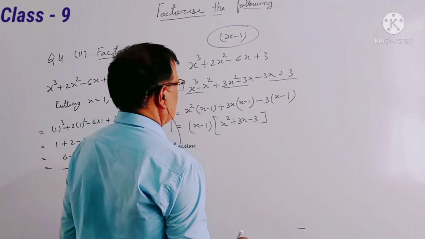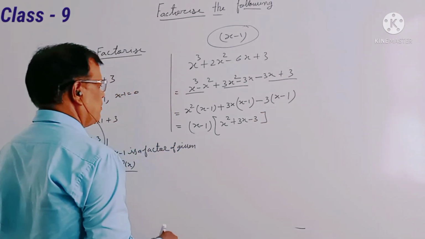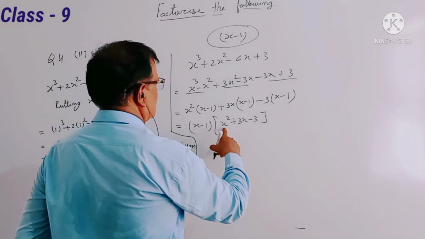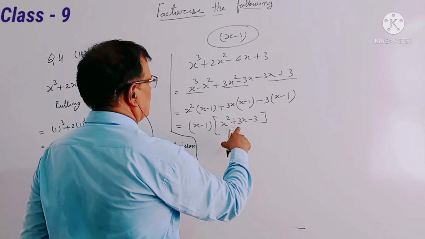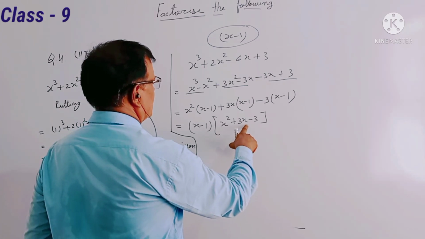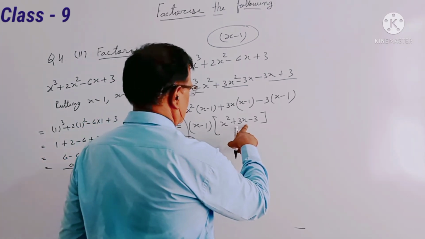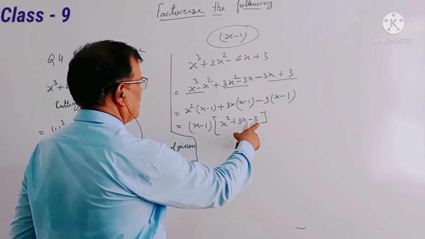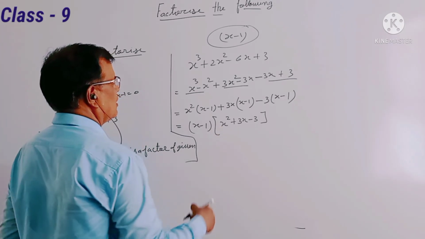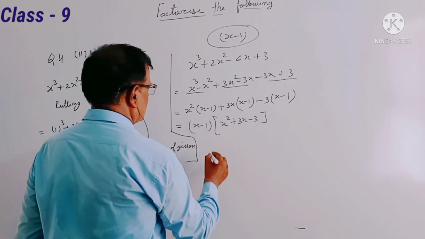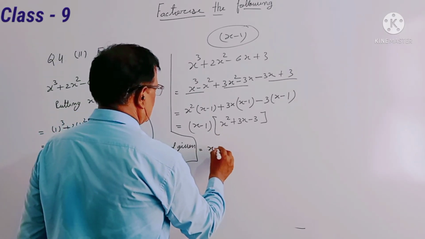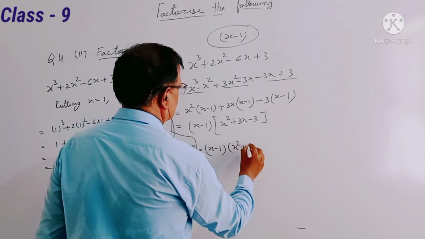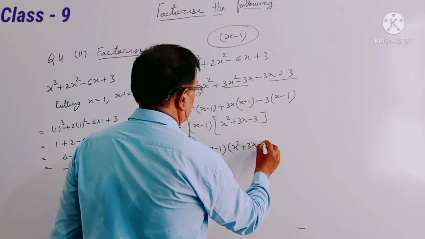Now we want to find the factorization of these two. Now we are seeing here will be 3x after sum or difference. When we multiply, here should be minus 3. It is not possible. So the factor of this will be only x square plus 3x minus 3.